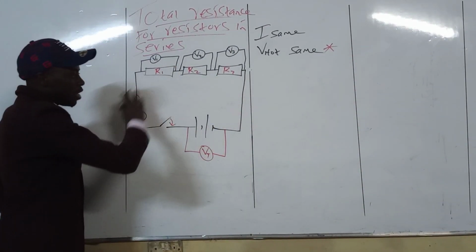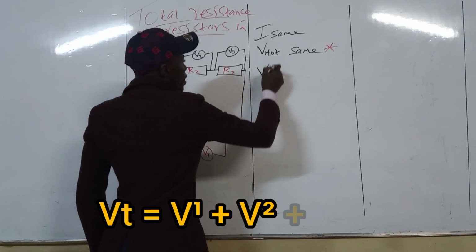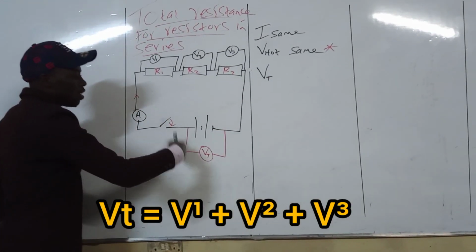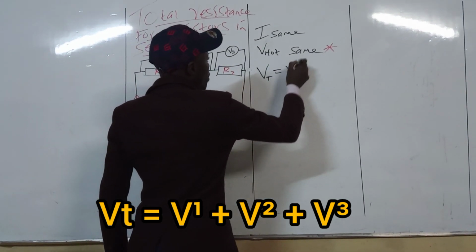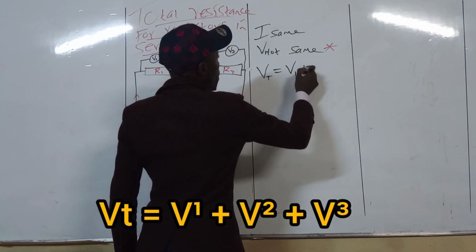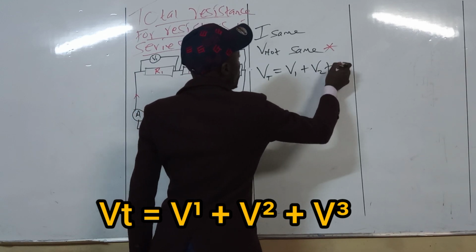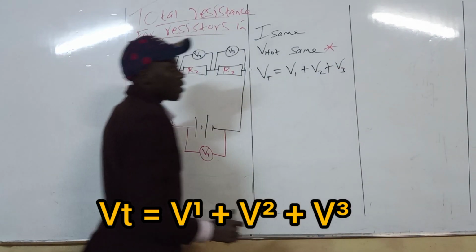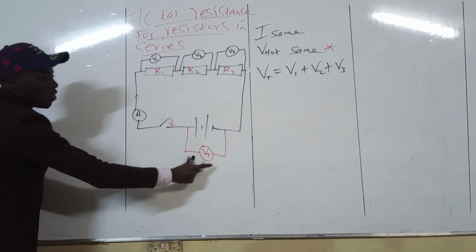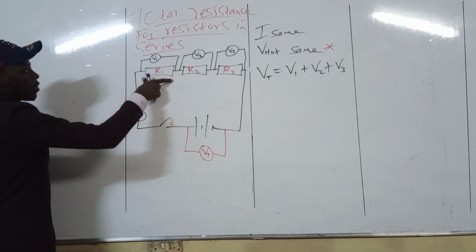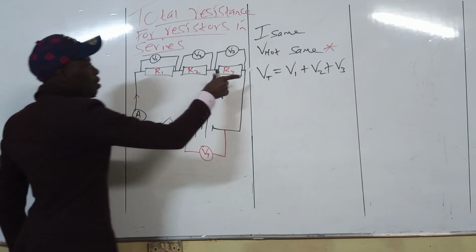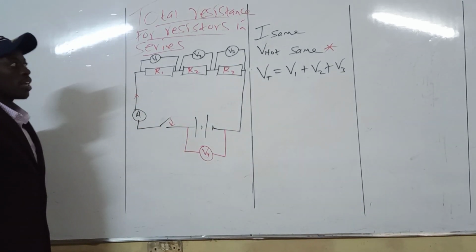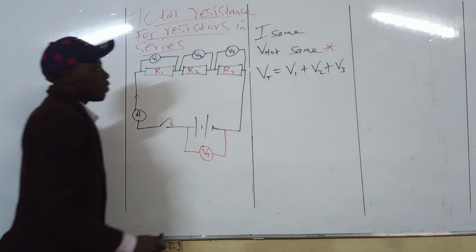So it is right to say VT, that is the total voltage, is given by V1 plus V2 plus V3. In other words, the total voltage is equal to voltage across resistor 1 plus voltage across resistor 2 plus voltage across resistor 3.